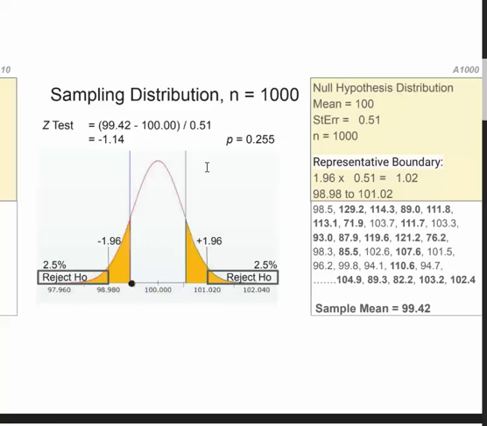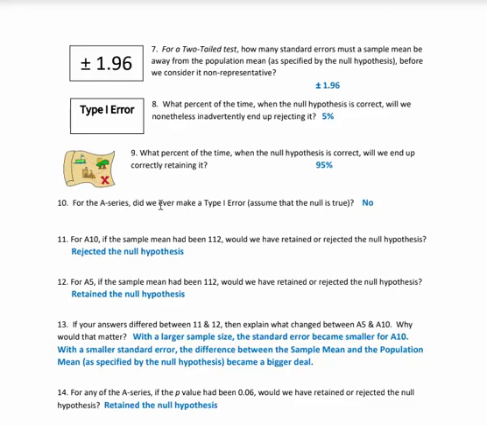And for sample size of 1,000, where we have the greatest accuracy, again, sample mean is not in the reject zone. Our z-test did not get beyond plus or minus 1.96, and the p-value did not become 0.05 or less. So no, we did not reject the null for any of the A series there. So for the A series, did we ever make a type 1 error? No, we didn't. If we assume the null hypothesis to be true, in every single case, we correctly retained it. No errors were made.